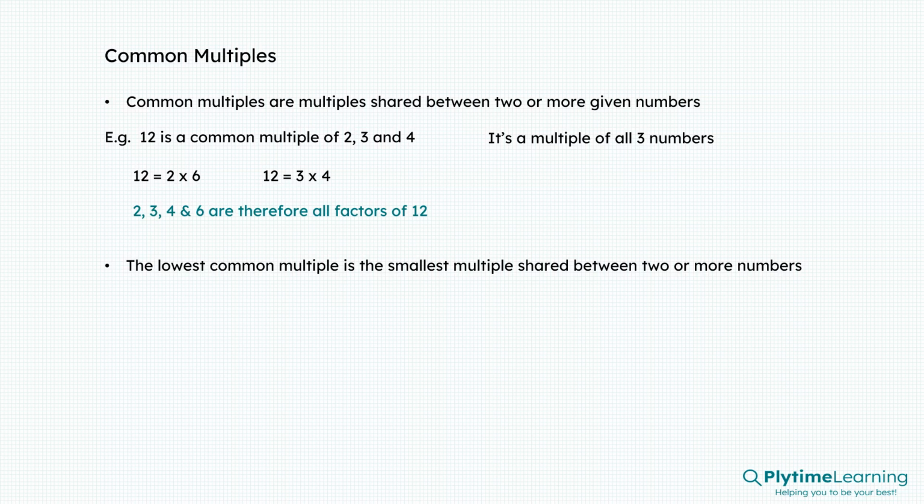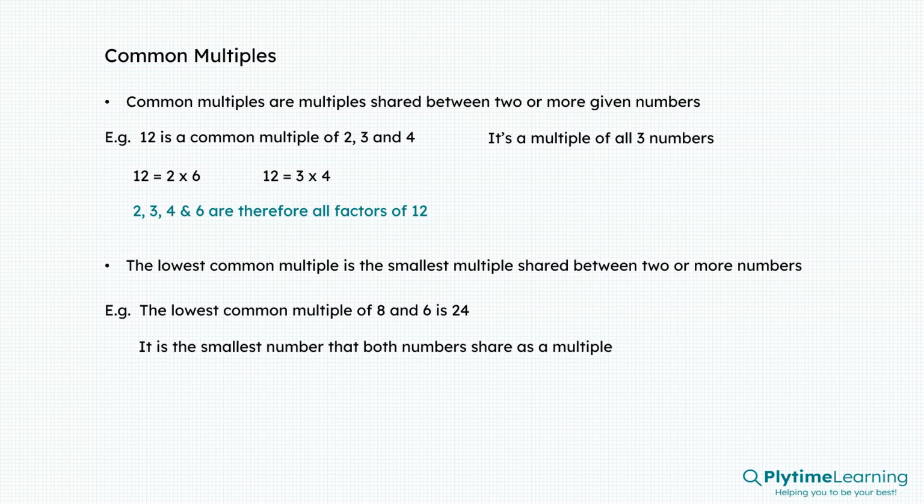The lowest common multiple is the smallest multiple shared between two or more numbers. For example, the lowest common multiple of 8 and 6 is 24. It's the smallest number that both numbers share as a multiple.